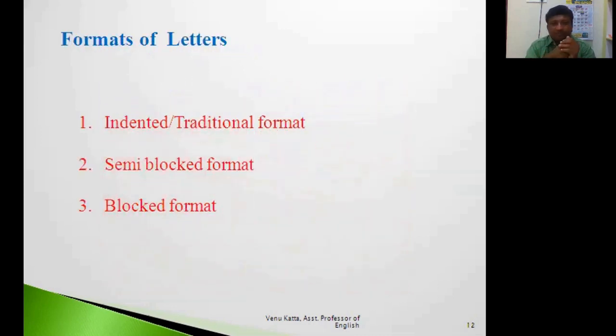Next, formats of letter. In old days, there is one format, indented or traditional format. But nowadays, there are two new formats, semi-blocked format and blocked format. The third one is being used in latest day-to-day communications. Let us see what are the 3 formats, what to be followed when we write letters in those formats. Okay, let us see one by one.